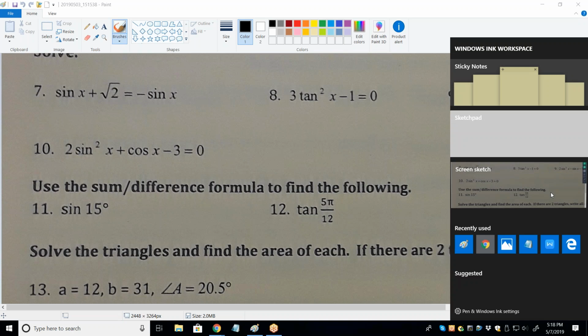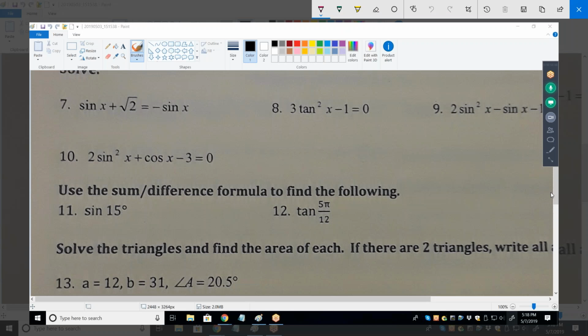Because, first of all, the first thing you want to notice with 10 is that it's two different trig functions. And it's very hard to solve two different trig functions. You've got to be able to convert one of them to the other. Which one can I convert the easiest? I don't have a nice identity to what cosine x is equal to in terms of sine. But I do have a very nice identity in terms of what sine squared x is equal to in terms of cosine. Yep. So what's sine squared of x equal to in terms of cosine?